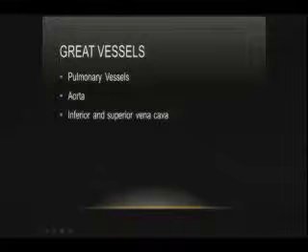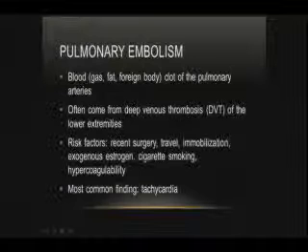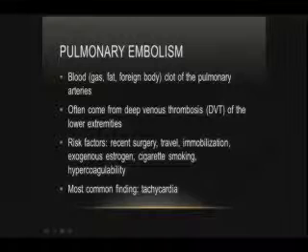Okay, so we're going to talk briefly about the great vessels in the chest, the pulmonary vessels, aorta, and then the inferior and superior vena cava. So pulmonary embolism, we usually think of it as blood, but you can also have fat, gas, or a foreign body that clots in the pulmonary arteries.